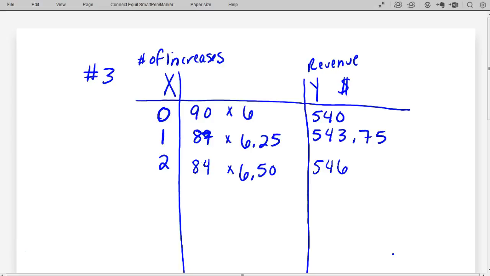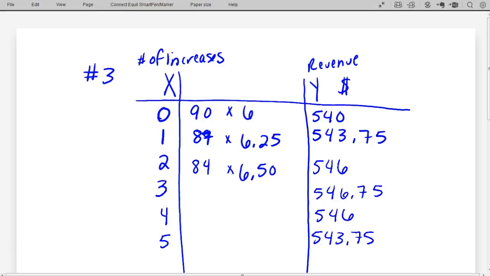Okay, so we're going to keep going on like this, and I have the table here. After 3 times, it's going to be 546.75. After 4 times, it's going to be 546. After 5 times, 543.75.